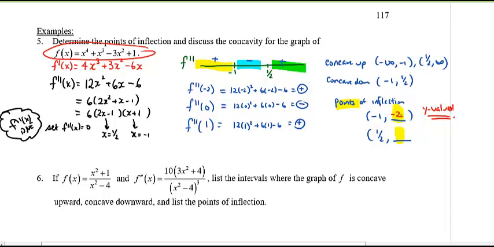And then 1/2. What's f of 1/2? 1/2 to the power of 4 plus 1/2 cubed minus 3 times 1/2 squared plus 1. 1/16, 1/8. What is this? 3/4 plus 1. What's 1/4? I think it's 7/16. Okay, there you go. So there you have it.